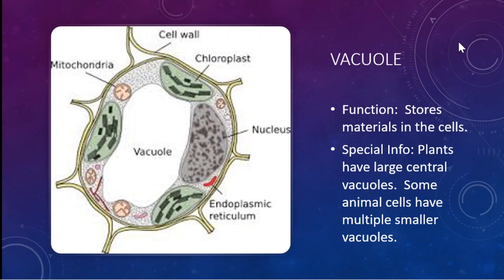A vacuole. The function of a vacuole is it stores materials in the cells. Special information: plants have large central vacuoles. Some animal cells have multiple smaller vacuoles. So they are just kind of the storage units, and you can see that it's in plants and animals. Okay, and it's just a big empty space. So you can see the mitochondria there too.